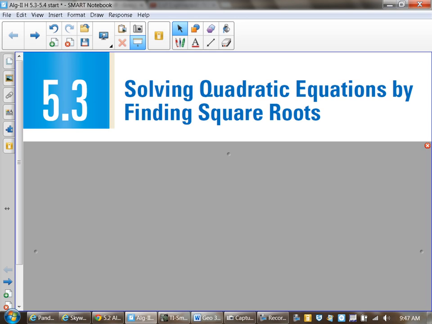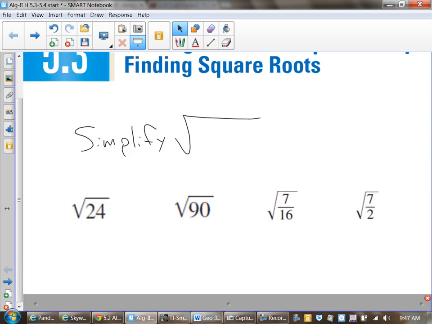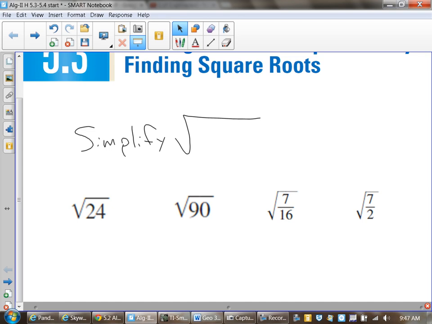Solving quadratic equations requires that we remember how to simplify radicals. We have to understand how to simplify radicals. We do not have anything called decimals. We have what are called exact answers, and the exact answers are what we leave in simplified radical form. Now, I'm going to show you a nice shortcut using your calculator if you forgot how to simplify radicals.